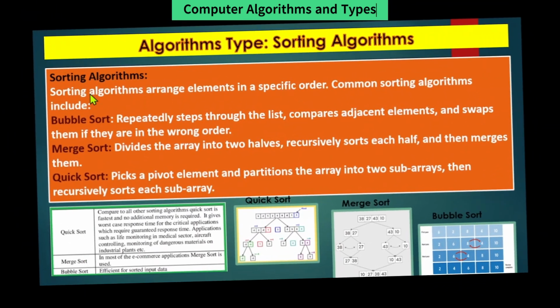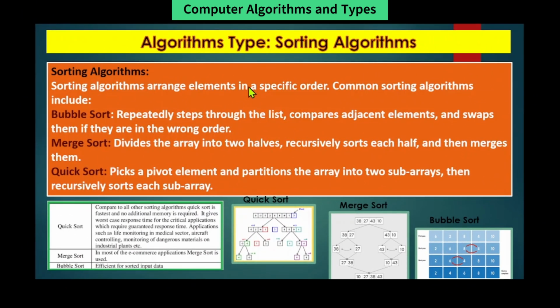Sorting algorithms. Sorting algorithms arrange elements in a specific order. Common sorting algorithms include bubble sort, which repeatedly steps through the list, compares adjacent elements, and swaps them if they are in the wrong order. Merge sort divides the array into two halves, recursively sorts each half, and then merges them. Quick sort picks a pivot element and partitions the array into two subarrays, then recursively sorts each subarray.